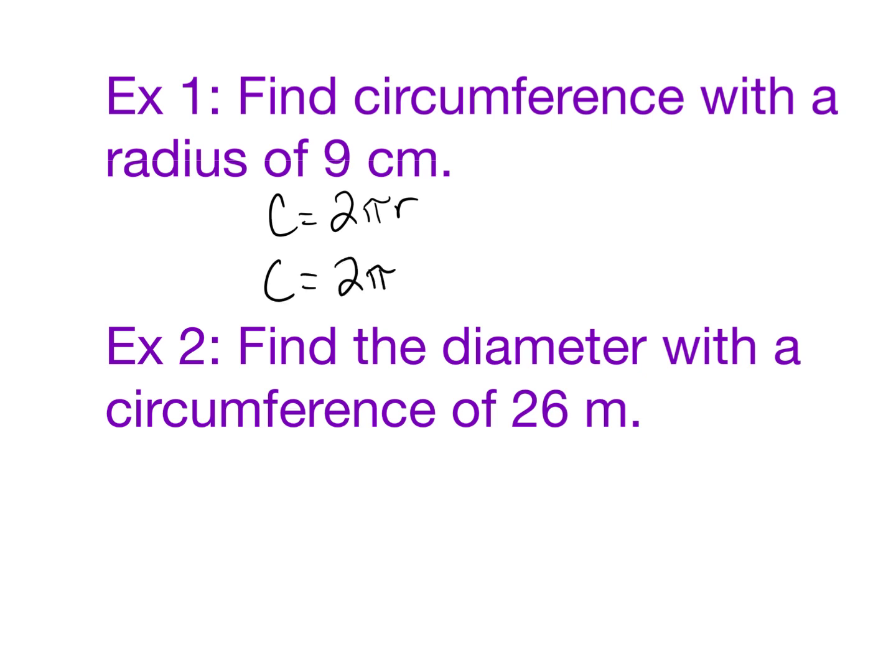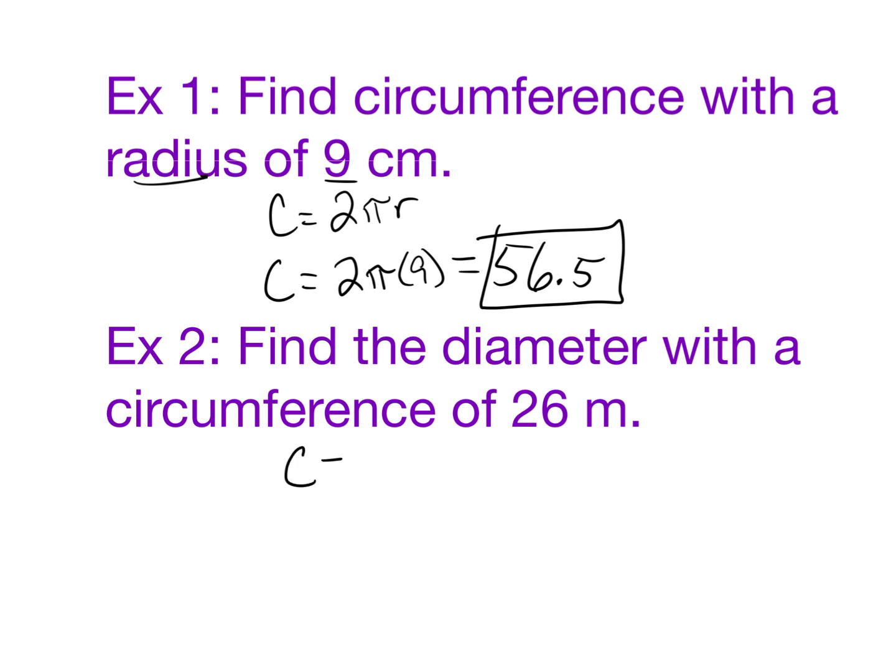2 pi. And your r, they said the radius is 9. So times 9. Plug that in your calculator. And what did y'all get for that to the first decimal place? 56.5. So that's just how I find circumference when I'm given the radius, right? Okay. All right, next one says find the diameter with a circumference of 26 m.